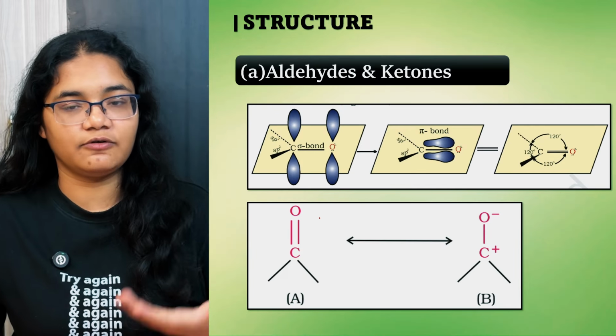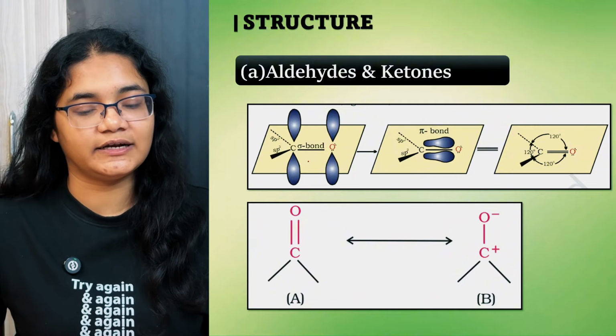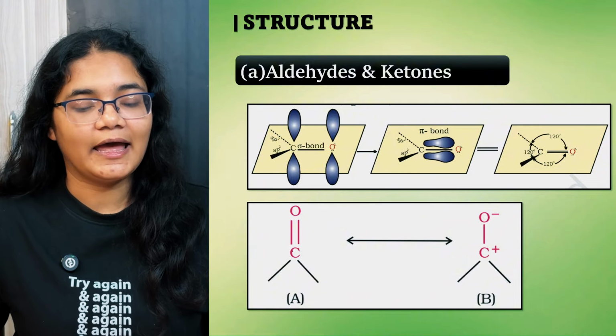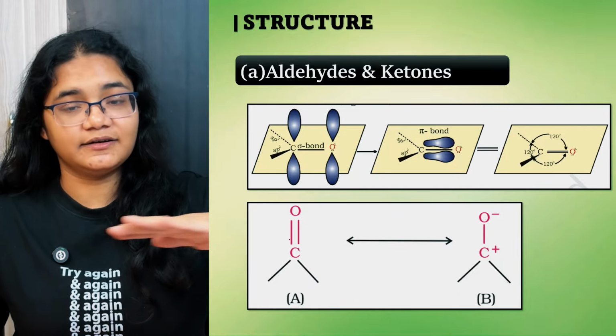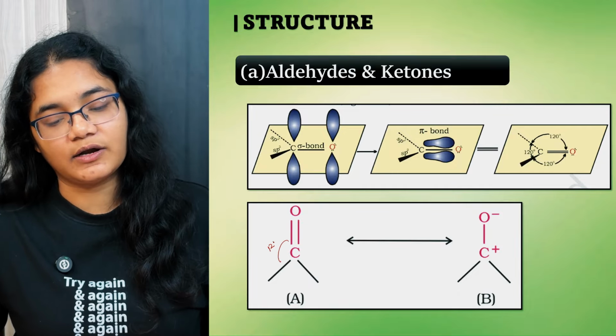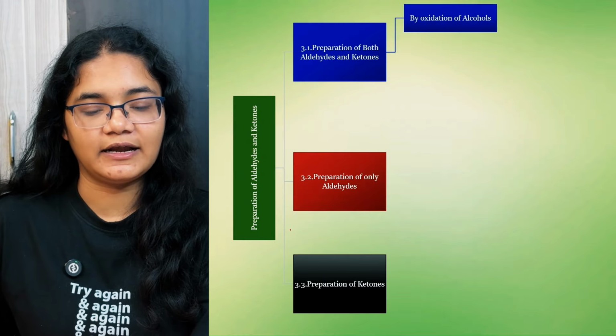Now, what is the structure of aldehydes and ketones? So it is an sp2 hybridized carbon, and this sp2 hybridized carbon, I can say that it is a planar structure, and the bond angle here is 120 degrees. Okay. Now we'll talk about the preparation of aldehydes and ketones.